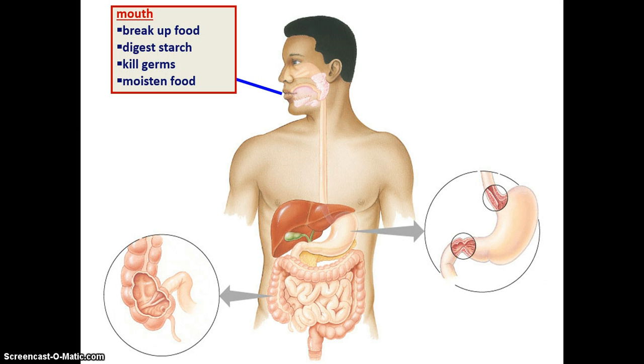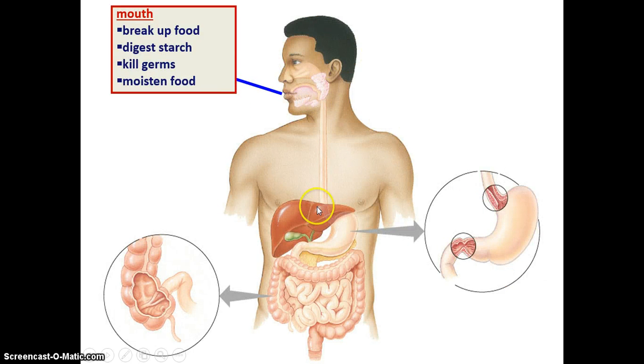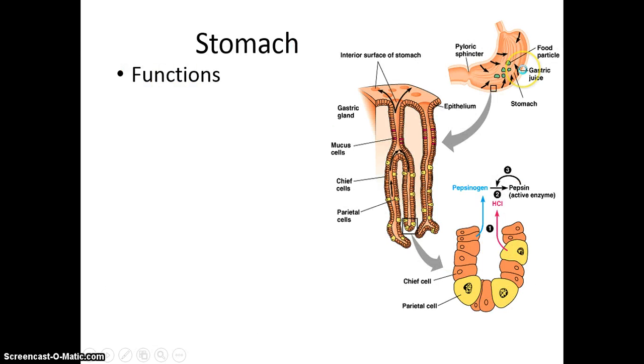So in the mouth, again, you break up food, digest starch, kill germs, moisten food, and send it on down the esophagus to the stomach. So let me go back for a second, just make sure. This over here, that long tube, that's going to be your esophagus. So now we're in the stomach.